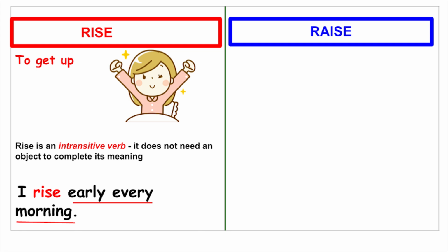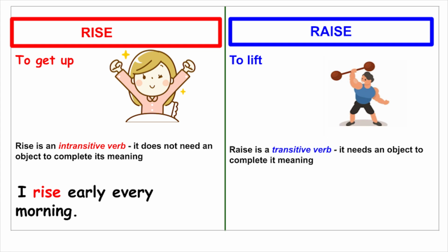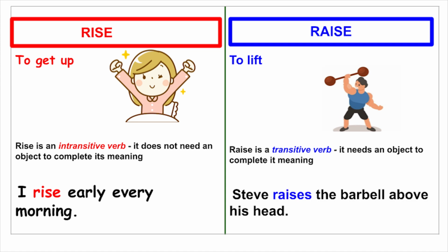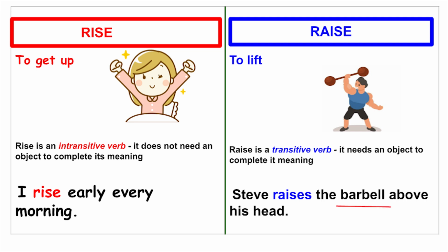Now, let's look at raise. Raise means to lift. Raise is a transitive verb. That means it needs an object to complete its meaning. For example, Steve raises the barbell above his head. If we ask the question, Steve raises what or whom, our answer would be the barbell. The barbell is the object of the verb. Steve raises could not stand on its own. That could not be a complete sentence.